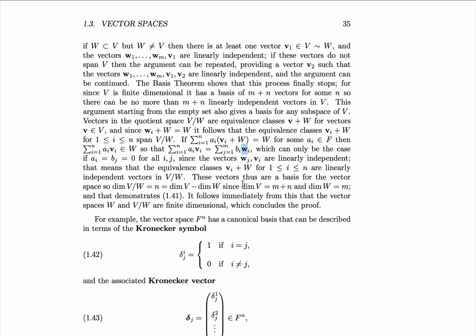But this can only be the case if ai is equal to bj is equal to 0 for all i and j, because we already showed that the Wj and Vi are linearly independent. This means that the equivalence classes Vi plus W are linearly independent vectors in V quotient W.